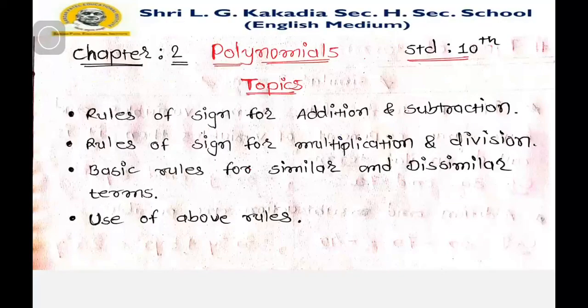Here our chapter number 2, polynomials, and the topics are given as below. First we study rules of sign for addition and subtraction, rules of sign for multiplication and division, basic rules for similar and dissimilar terms. After then, using all these rules, we solve some examples and use of the above rules.